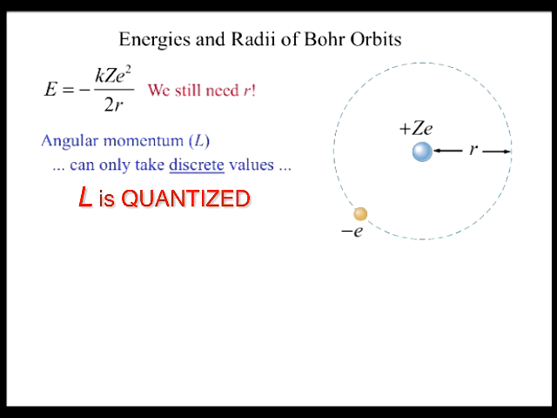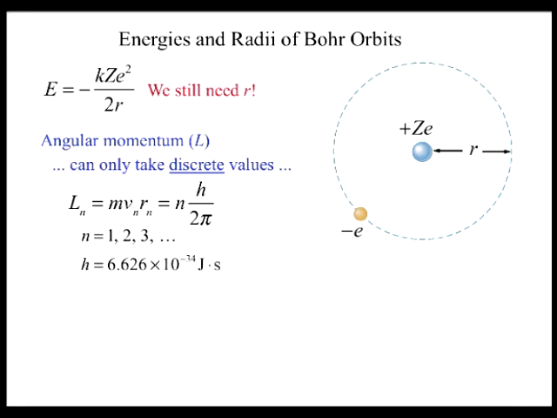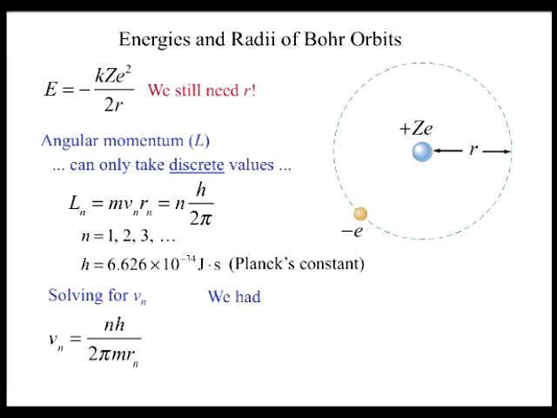He postulated that the allowed values are integer multiples of Planck's constant divided by 2 pi, or L sub n equals m v_n R_n, which equals nh divided by 2 pi, where n equals 1, 2, 3, etc., and h is Planck's constant. Solving this for V_n, we get V_n equals nh divided by 2 pi m times R_n.